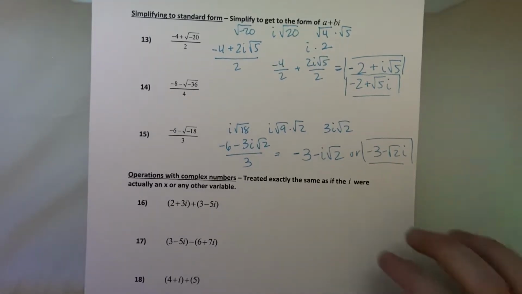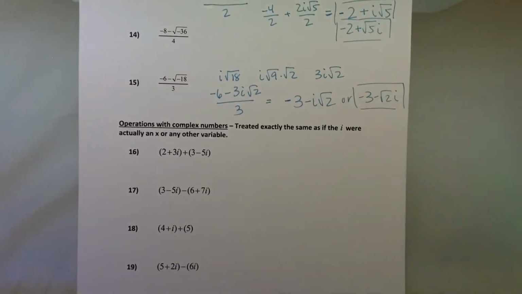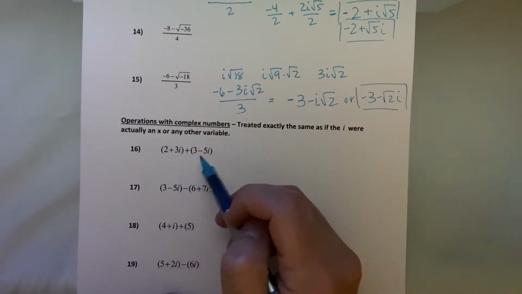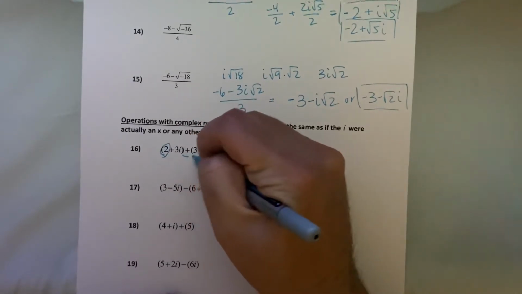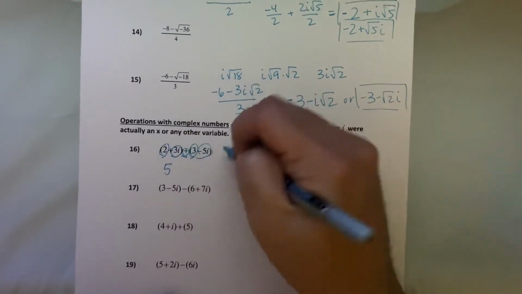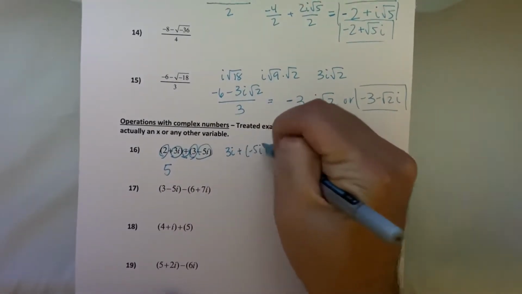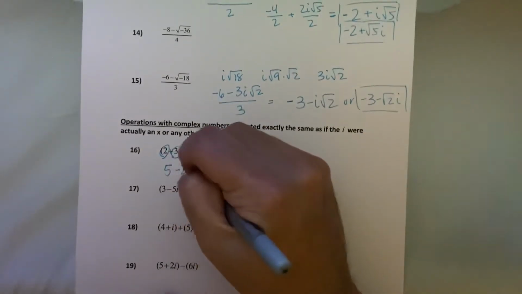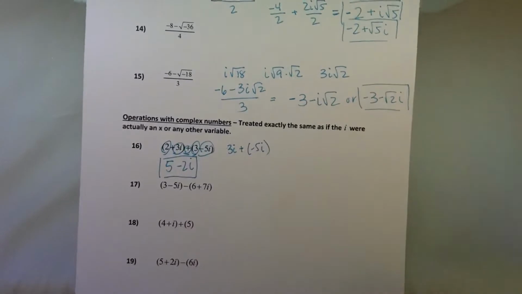Okay, college algebra, let's finish 1.3. The easiest thing you will do in this section is operations with complex numbers, at least the adding and subtracting part. Just imagine if I were an x instead, you would combine your like terms the exact same way we're going to do here. So when we have 2 plus 3i plus 3 minus 5i, we're adding 2 plus 3 to get 5, 3i plus negative 5i is negative 2i. And that's it. You combine like terms. That's all there is to it.